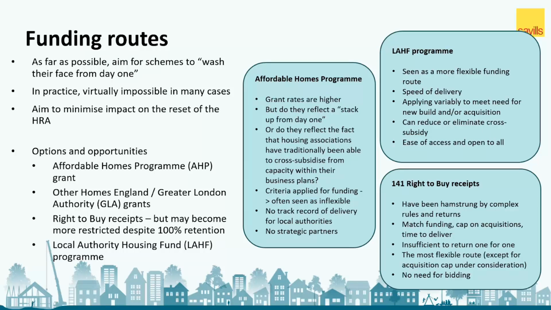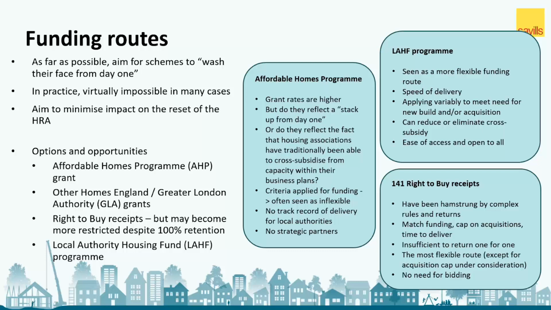And then finally, we have our one-for-one right to buy receipts. These have been hamstrung by complex rules and returns over the years. Those rules have generally been around match funding, caps on acquisitions, and the time taken to deliver schemes. Had to deliver it in 3 years and then 5 years, and can we really realistically deliver on time? So none of this programme has been sufficient to return one-for-one replacement. It averages around 43% over the last 12 years.